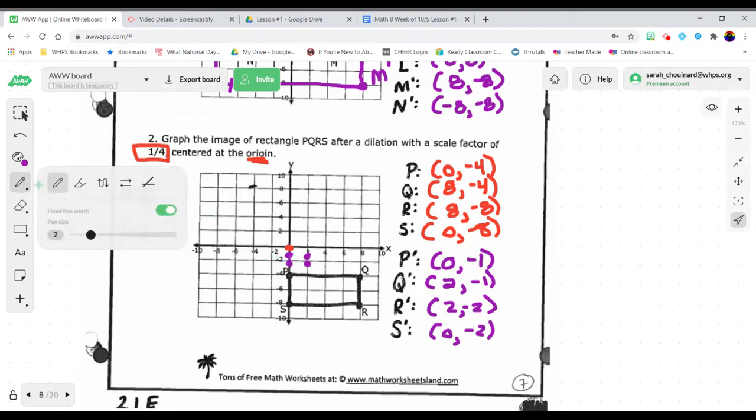My pencil's too large for this, but we get this super tiny little thing right here. And like I said, because it's going around the origin, the rectangle shrinks inwards towards the center of our graph. And that's how you perform dilations.